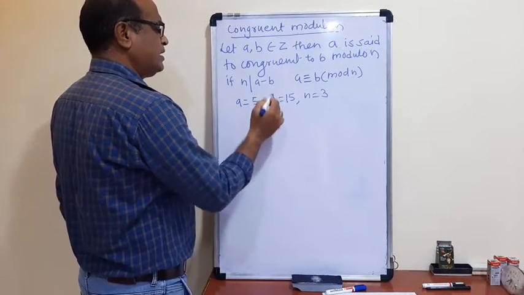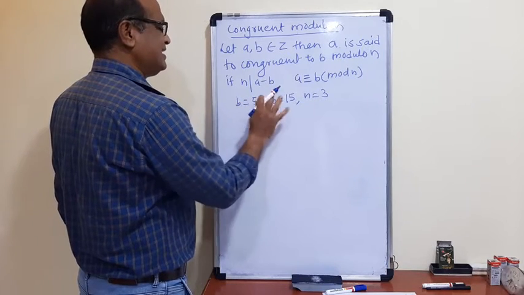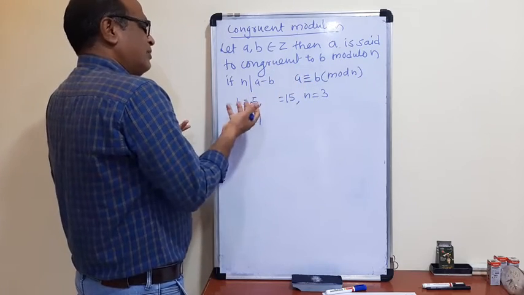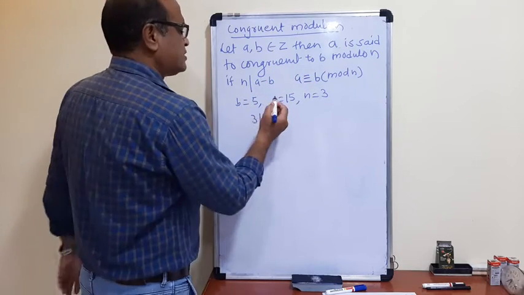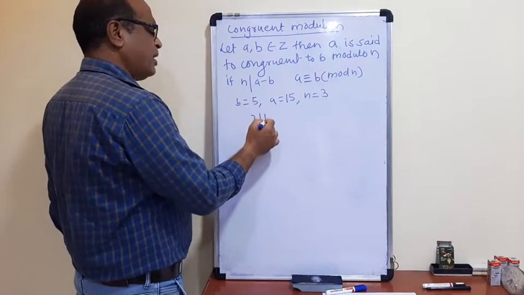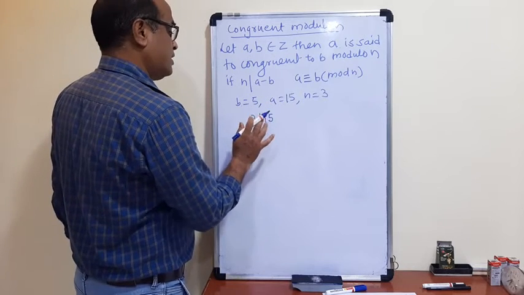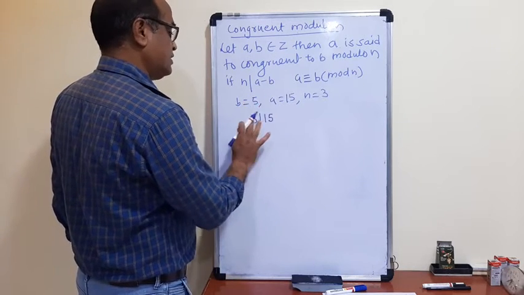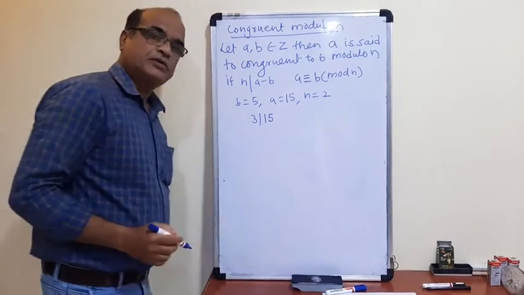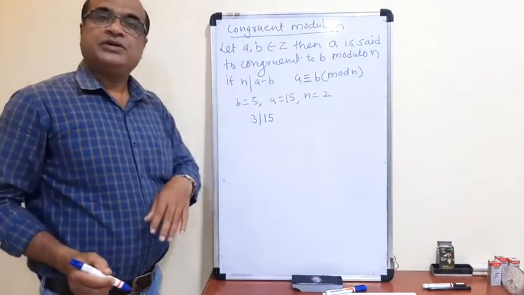So this is a, this is b. You can also take a as 5 minus 15. So what is a minus b? 15 minus 5. Taking n is equal to 2, so a is 15, b is 5, and n is equal to 2.